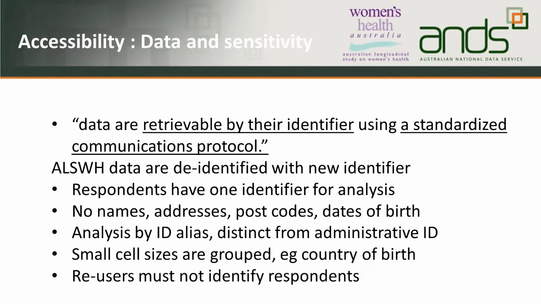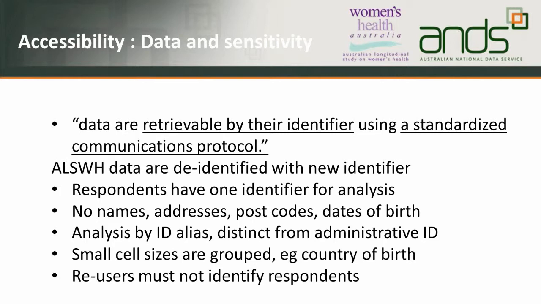Okay, so I'll go on to the aspects of accessibility and see how it relates to our data. That one there is about being retrievable by an identifier using a standard communications protocol. All the data sets from our survey which are analysed and used have the same identifier. I stress that it's de-identified, but with a consistent new identifier across all surveys. So anyone using our survey data, with the caveat that it's not part of the linked data, has one and only one identifier for use.